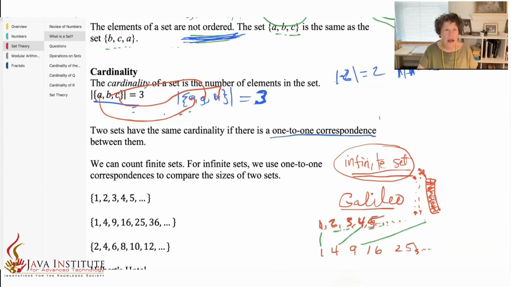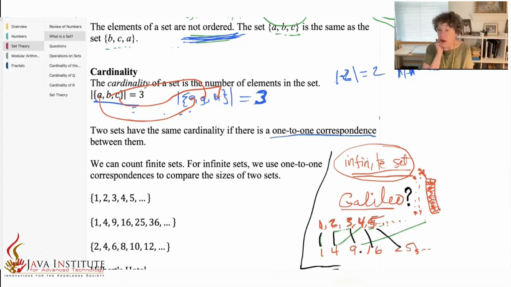But then he said, well, you know what? Every number has a square. And he was confused by this. He said, we have a paradox here, a problem. I don't want to deal with it. In fact, he said, let's not deal with the infinite. It's all well and good to talk about throwing things off the Tower of Pisa, and looking through telescopes and seeing planets, but we don't want to talk about infinity.